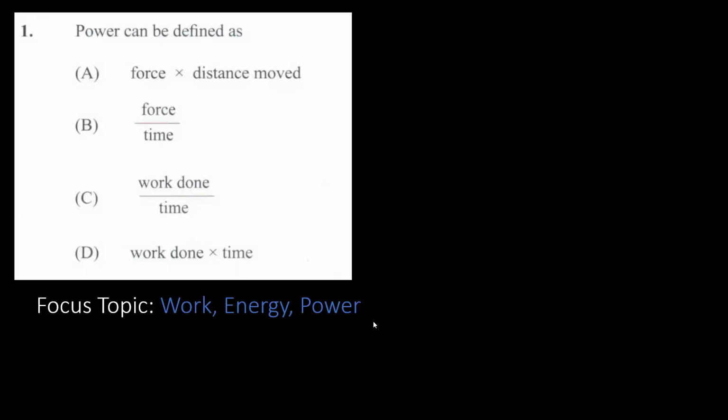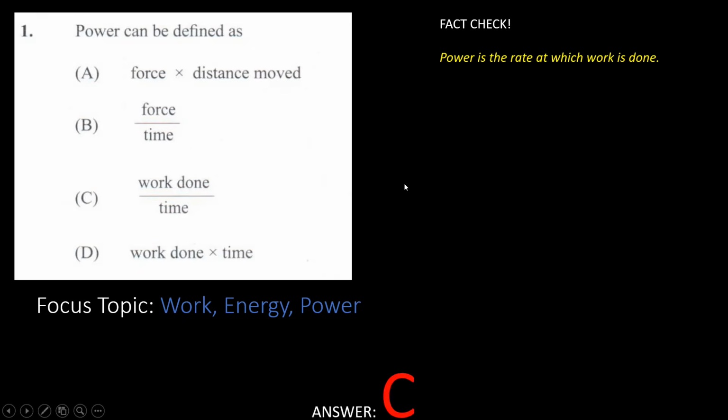Okay, so question 1, we have from the topic of work, energy, and power. And this question asks for the definition of power. Now, we know that power is the rate at which work is done. So this means that for power, we have work done divided by time. And so the answer should be C.